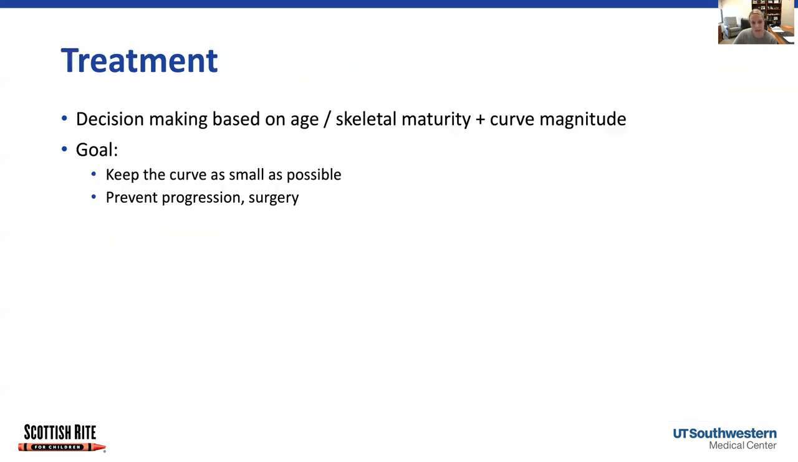In terms of treatment, our decision is really made based on the age of the patient, how skeletally mature they are, and how big their curve is. Our goal is to keep the curve as small as possible, specifically under 50 degrees, and to prevent the curve from getting worse to the point where the patient would need surgery.